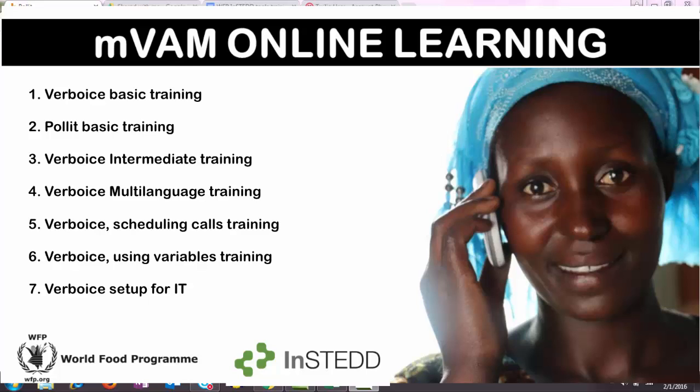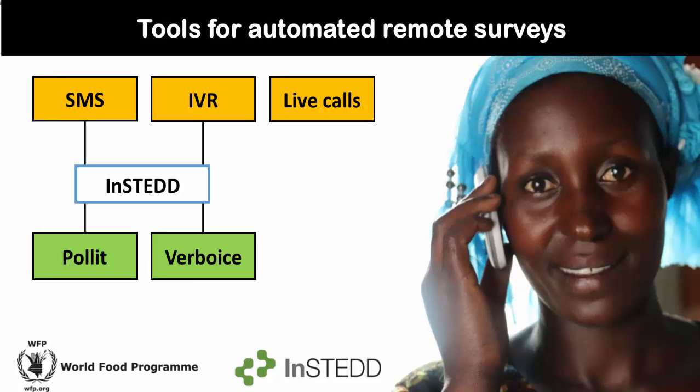Okay, we're going to talk about Pollit. I'm not sure if any of you are familiar with the tool already. You mentioned that you have been using it. I know which it is. Okay, well, basically, if Verboice is for making phone calls, Pollit is more related to text messaging.